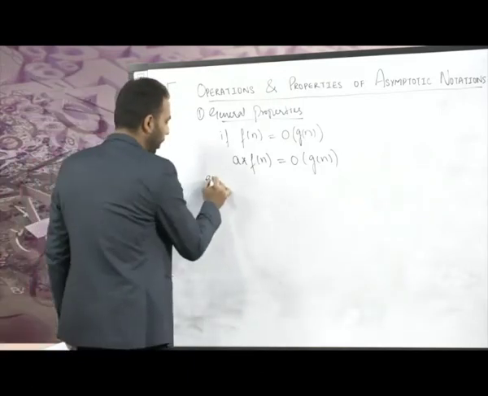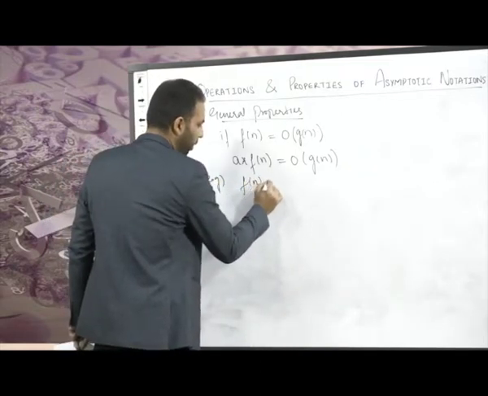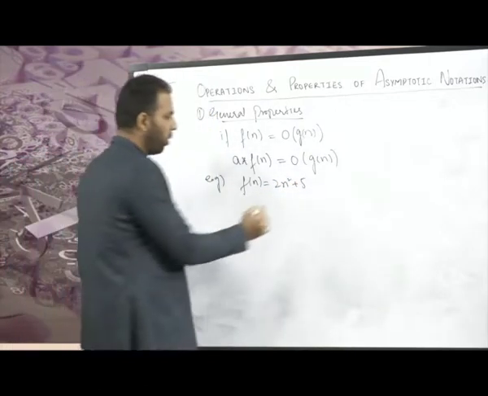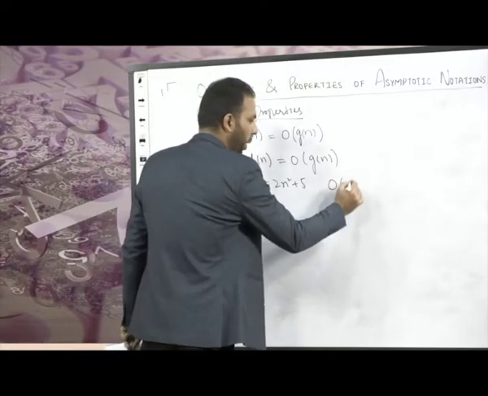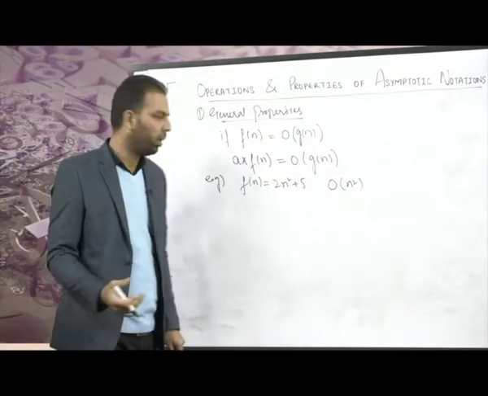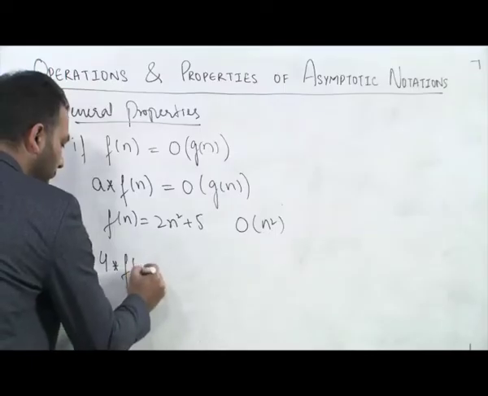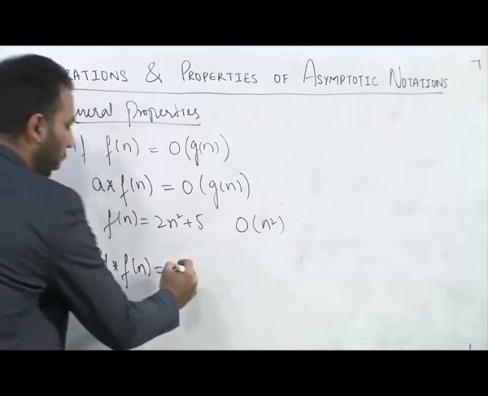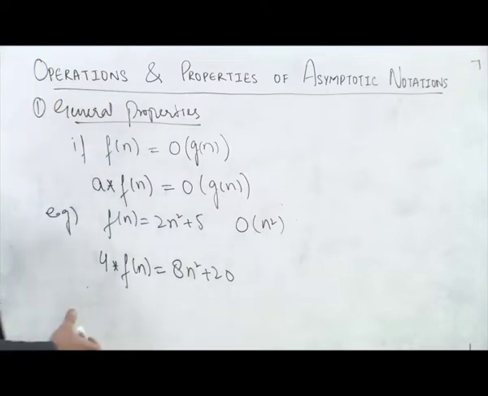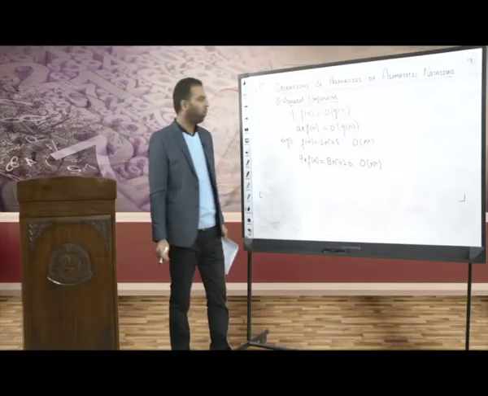So for example, say we have f of n which is equal to 2n square plus 5. We'll see the upper bound, it is order of n square, you know that. Now what we'll do is multiply f of n by 4. If we multiply it by 4, it will be 8n square plus 20. And you can see that it is still of the order n square. Fine. So that is the first property.